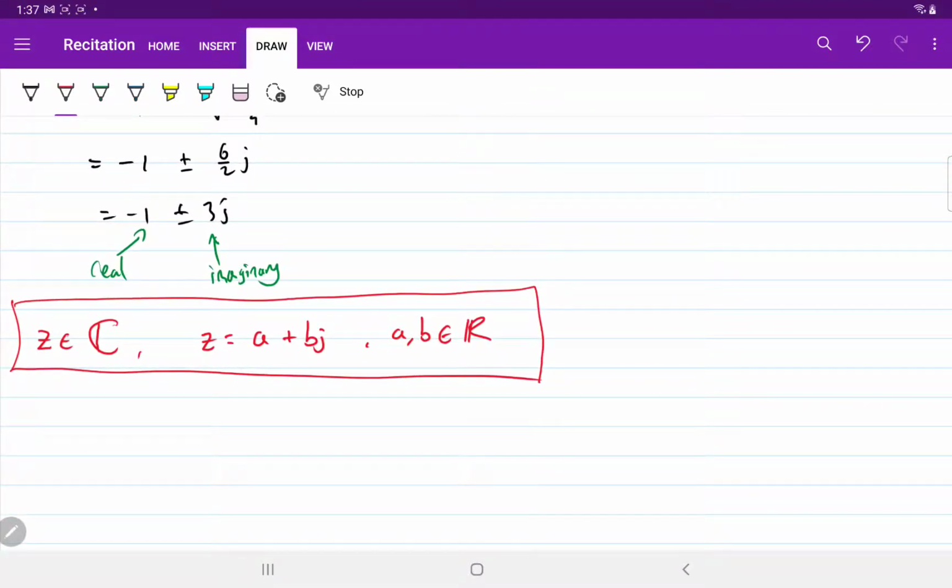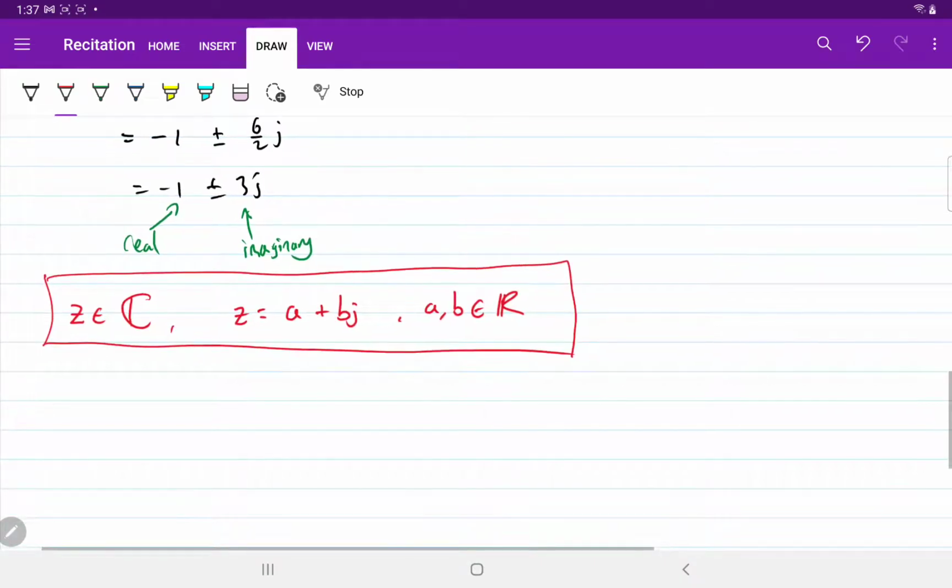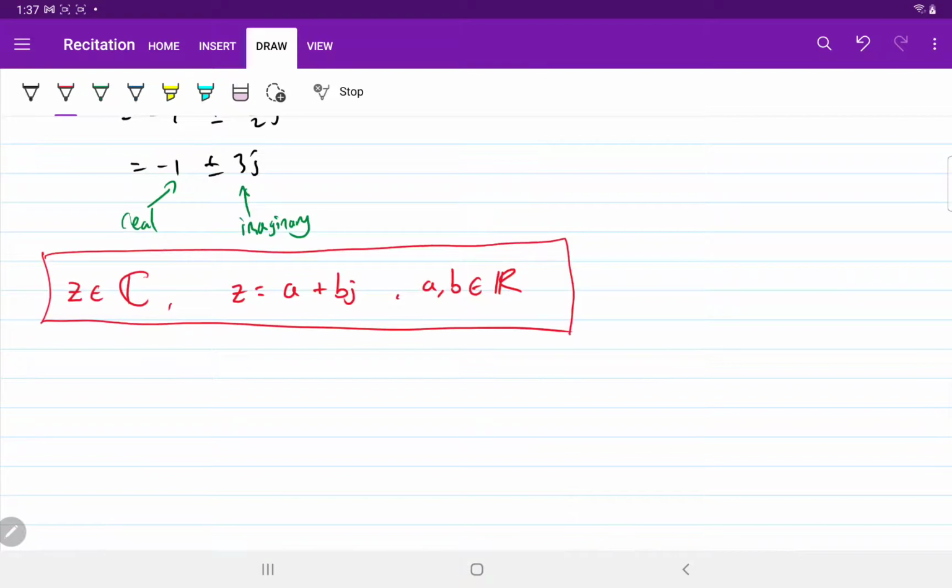So if you have a complex number z, then it can be decomposed into a real part and an imaginary part. a is defined as the real part of z, and b is the imaginary part of z.